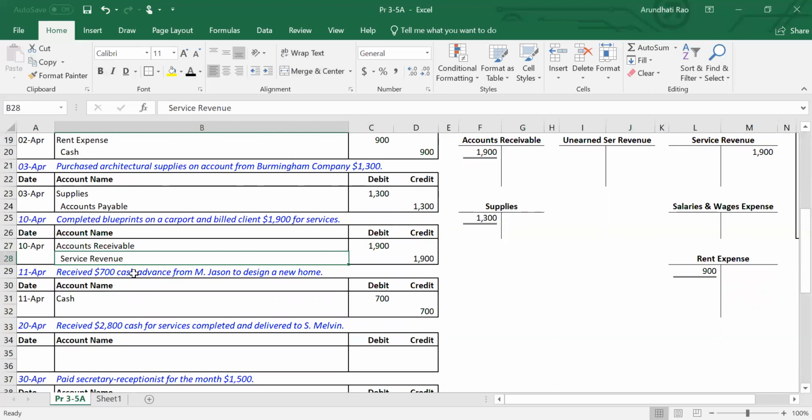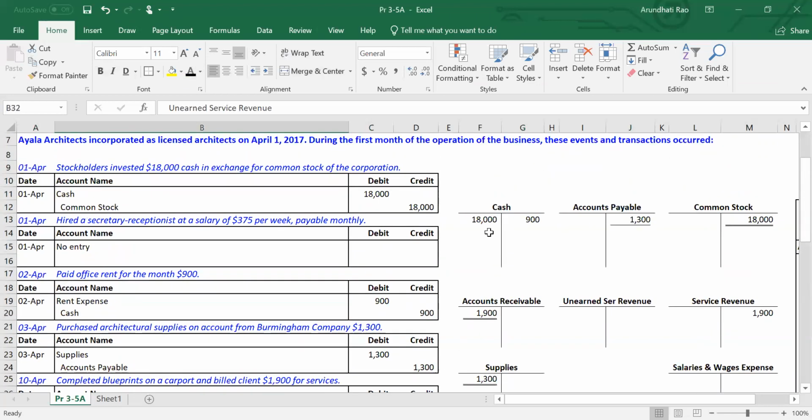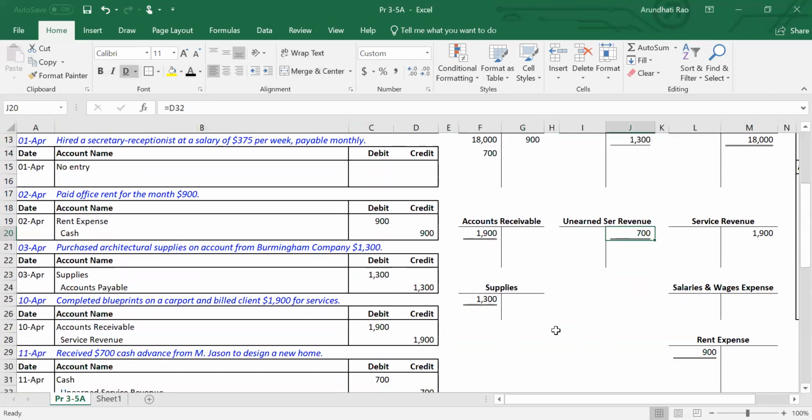What happens if I don't do the work? I need to return that money, which means this is a liability in my books. It's unearned service revenue. So the minute you see the word unearned, it means I haven't done the work. I have to still do the work. When I do the work in the future, I won't get money because I've already gotten the money over here. So as of now, it's a liability in my books, but I did get the cash. So cash debit and unearned service revenue, a liability, I'll put that on the credit side.